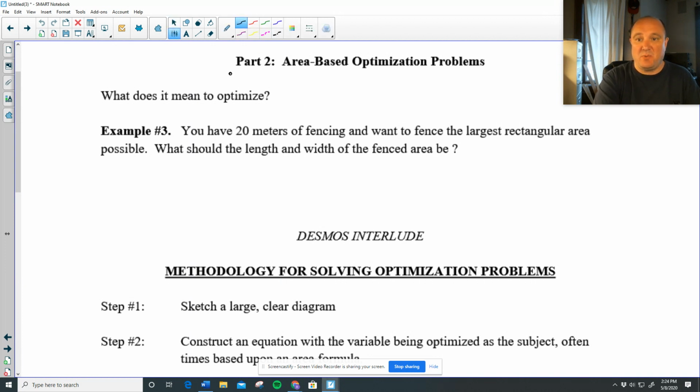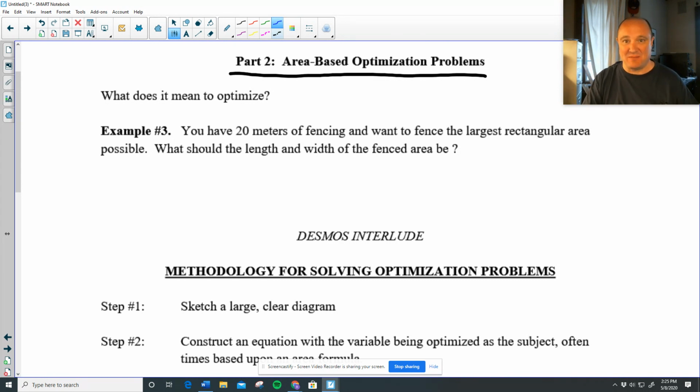All right, so part two is area-based optimization problems. I think optimization problems are some of the neatest problems that we solve in all of mathematics. In fact, a lot of calculus is used in solving optimization problems. So you're kind of getting a sneak preview of some of the more basic problems that you'll ultimately be solving in calculus your junior or senior year.